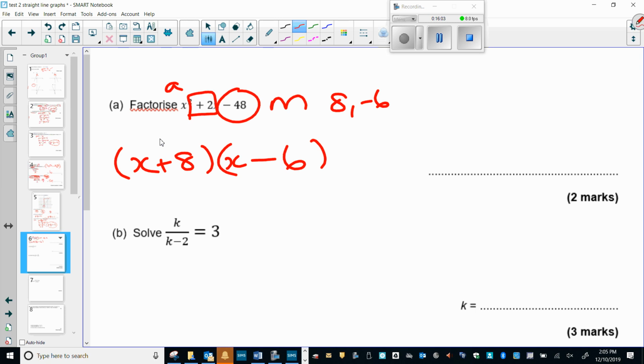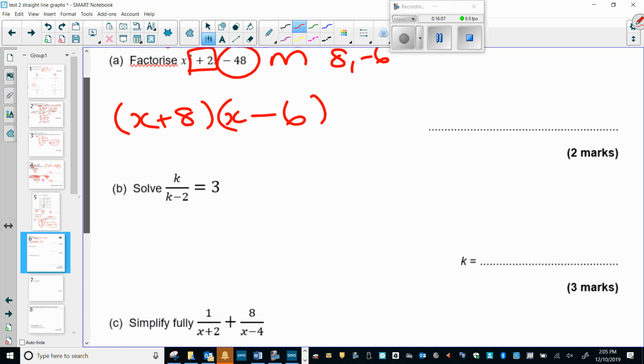Alright, next one: solve this. We've got a fraction equals a number. How do we solve this?